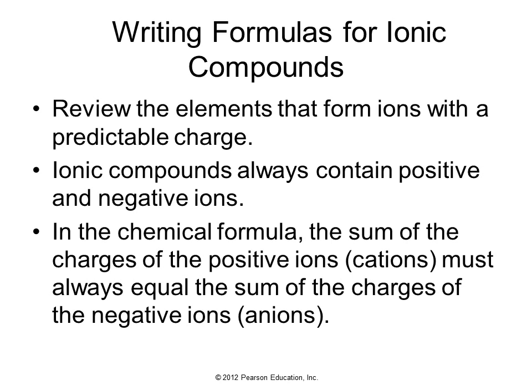Let's review. We want to be able to write formulas for ionic compounds. So we have to understand which elements form ions with a predictable charge, and that ionic compounds always contain a positive and negative ion. And in the chemical formula, the sum of the charges of the positive ions, the cations, must always equal the sum of the charges of the negative ions, the anions.